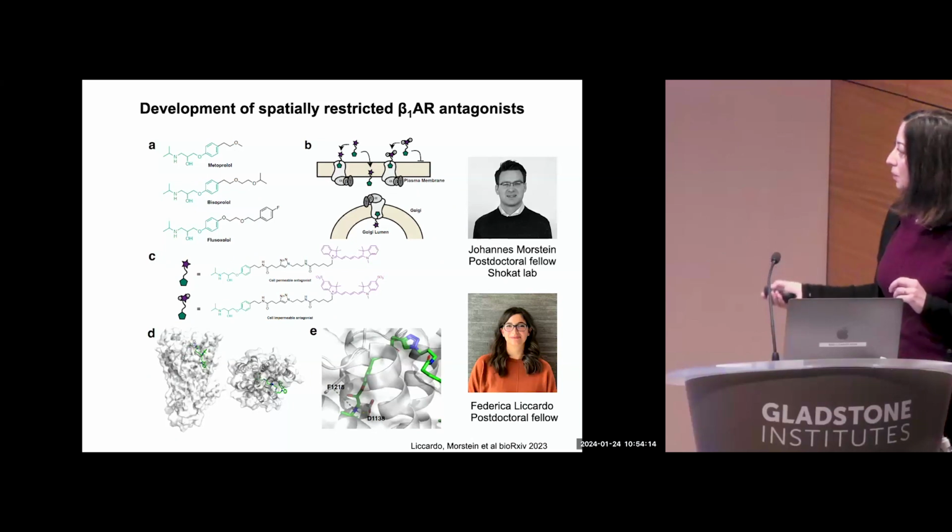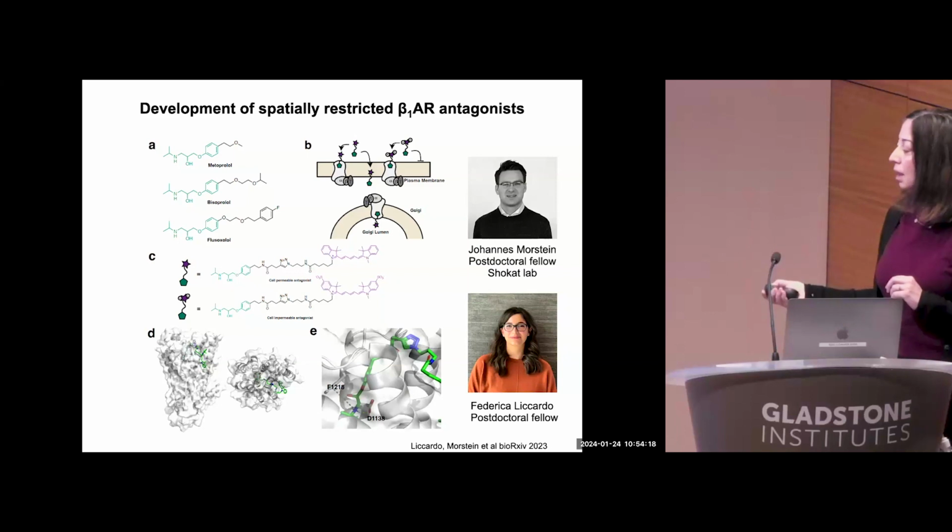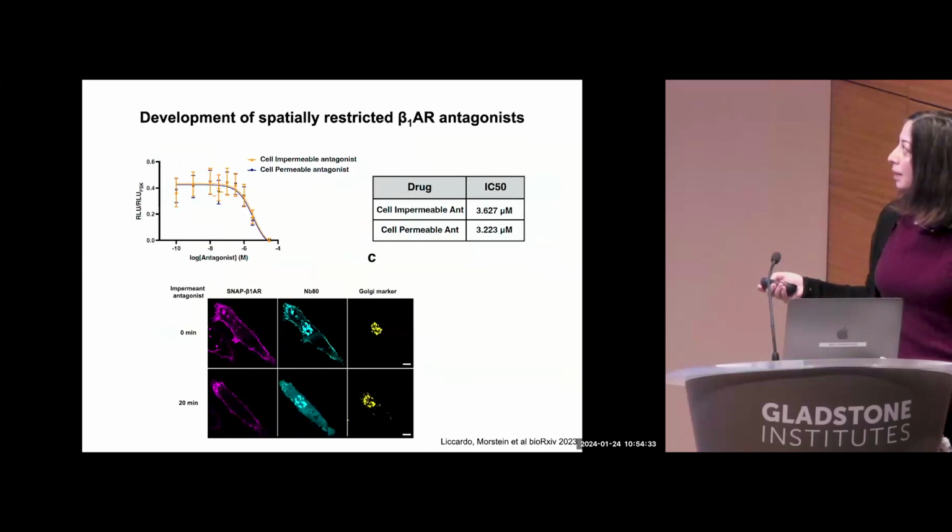Another trick was done in collaboration with the Kevin Shokat Lab. Federica, who has a poster today as well, collaborated with Johannes Mortsen in Kevin Shokat's lab, and they designed beta blockers that were, again, based on some chemical tricks that were either membrane permeant or impermeant. And I will just give a brief summary of what she found.